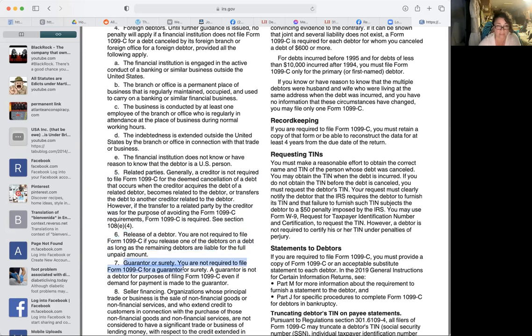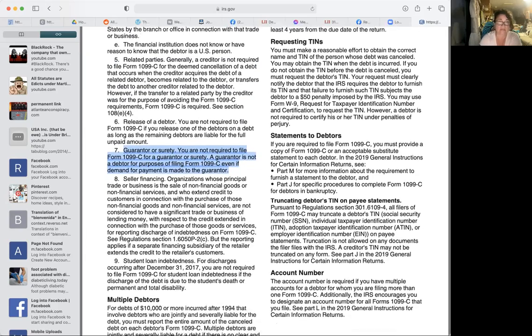Guarantor or surety. You are not required to file Form 1099-C for a guarantor or surety. A guarantor is not a debtor for the purposes of filing Form 1099-C, even if demand for payment is made to the guarantor. So would that be like a cosigner or something? I don't know.